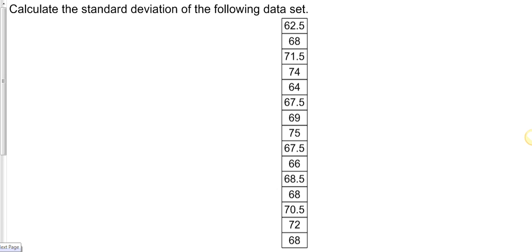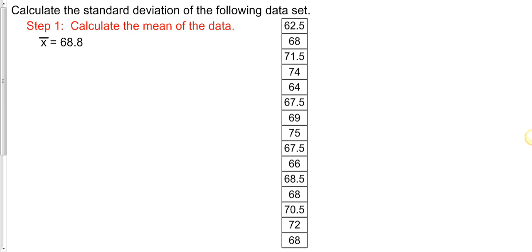In this video, we're going to calculate the standard deviation of the following data set. This is the same data set that we used in our other example. So the first thing we're going to do is find the mean. We've already calculated the mean to be 68.8. Remember that the X bar is our symbol for the mean of a sample set of data.